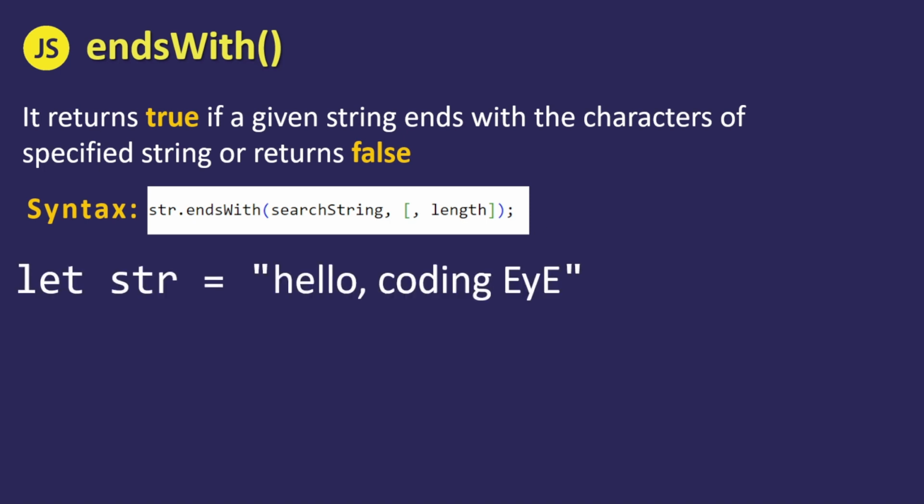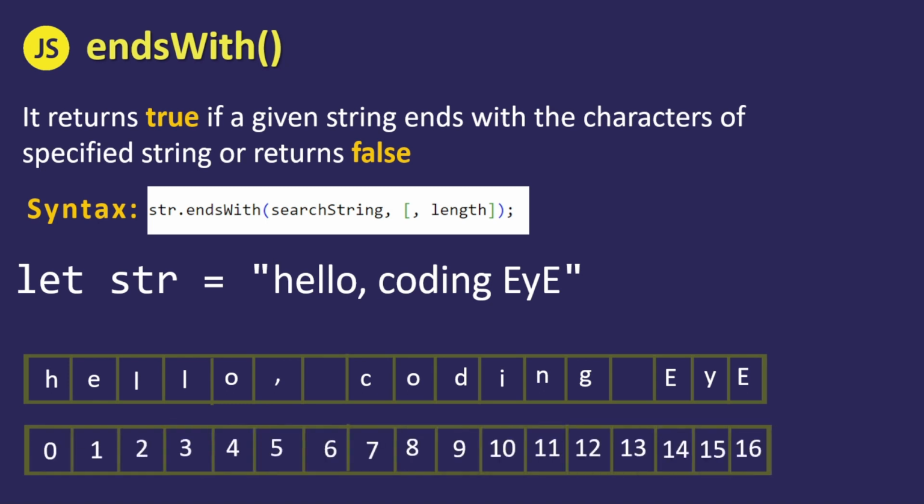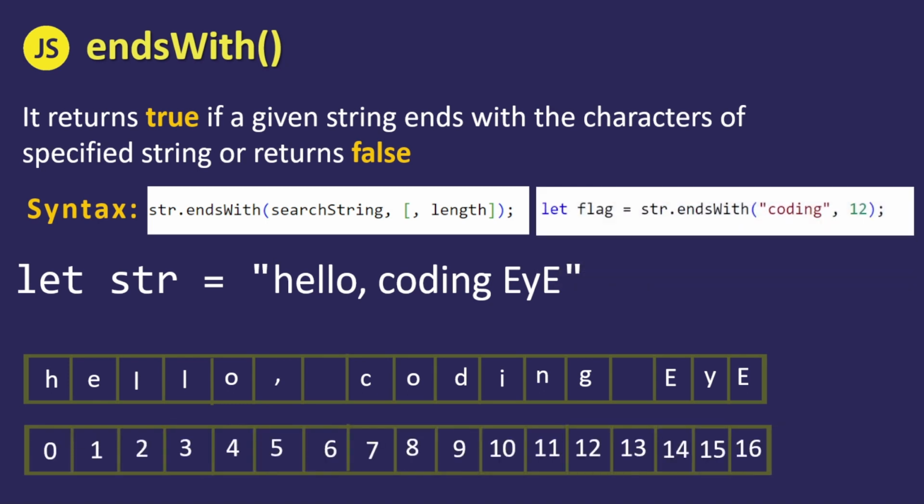Suppose we have a string called hello coding I, and it is an array of characters. We have index values. This is the syntax which we are applying on str. str.endsWith, and I'm passing a search string as coding, and the length till where it needs to end. It returns a flag that is true or false. If this string ends with coding, it returns true, else it returns false.